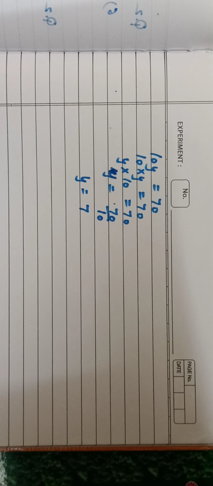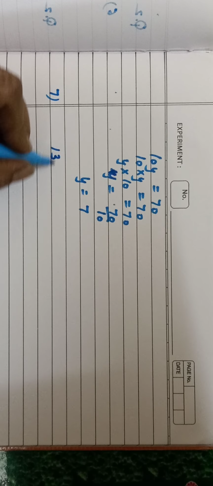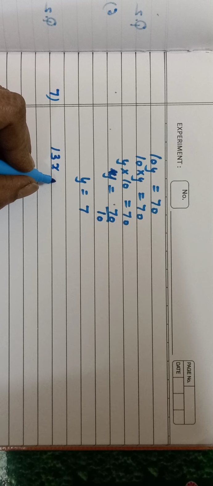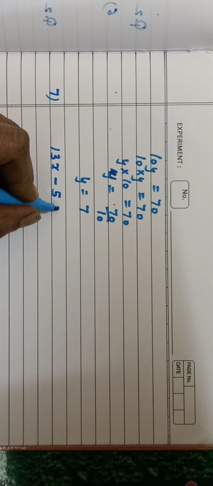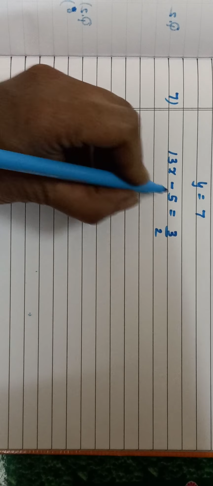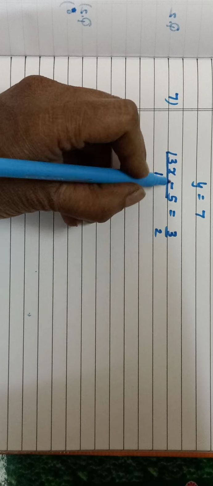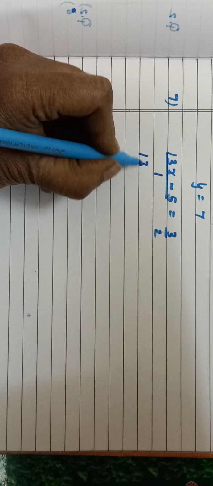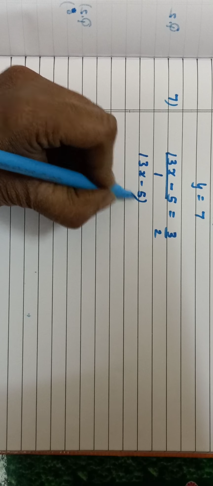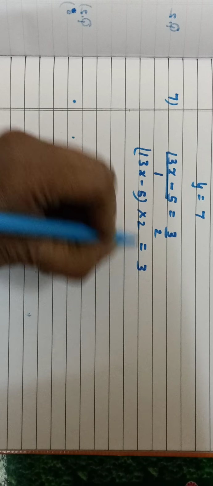Now we will take the next sum, question number 7. That is 13x minus 5 is equal to 3 upon 2. This we have to solve now. So very simple again. Here the denominator is 1. Cross multiply. You will get 13x minus 5 into 2 is equal to 3 into 1 is 3.